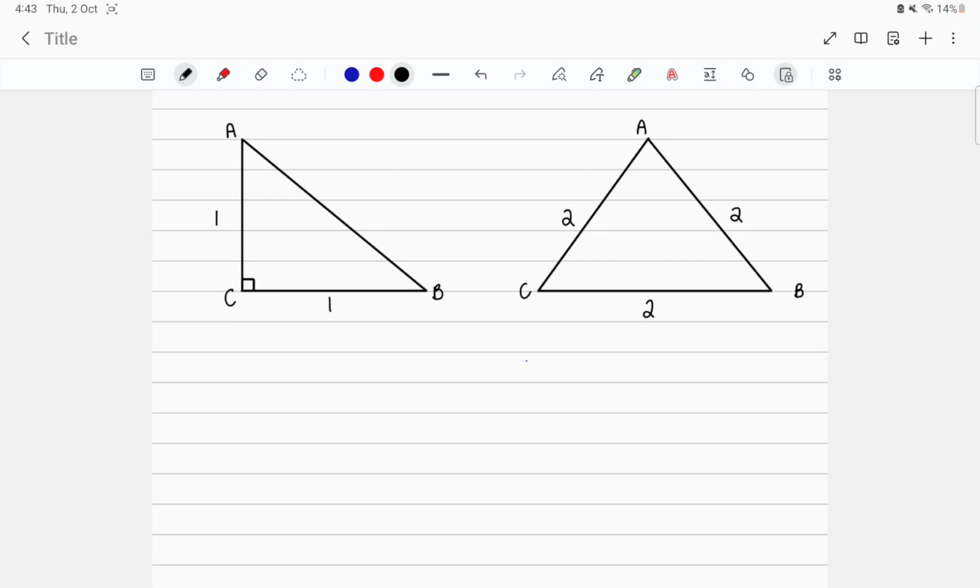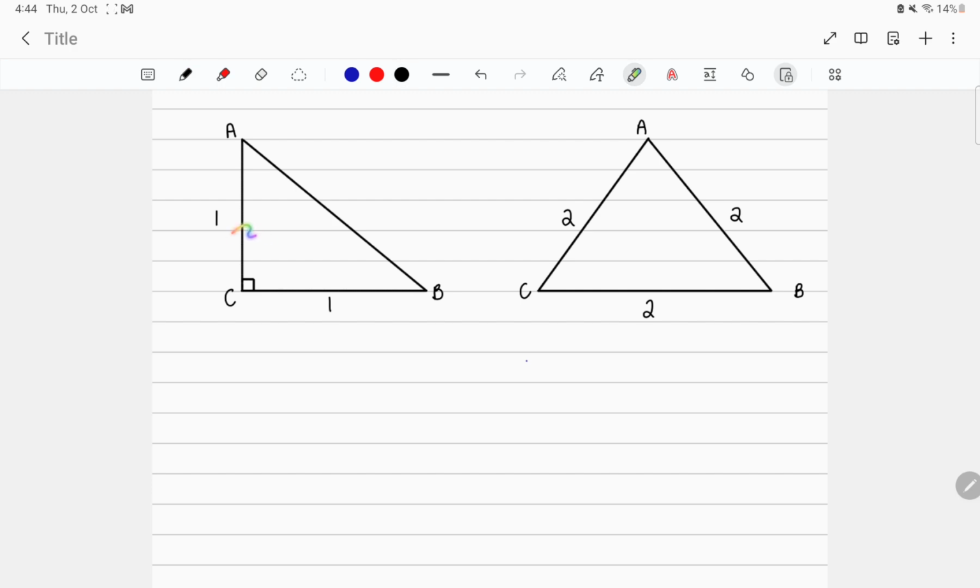In this video, we're going to be discussing our special angles. So we have two triangles here, which we refer to as special triangles. And we are going to look at the first triangle and how it can be used to work out some of our special angles. So the first triangle that we have here is clearly an isosceles right-angled triangle.